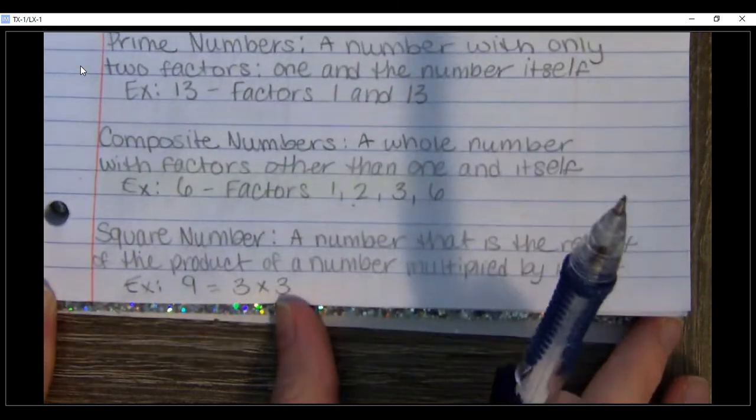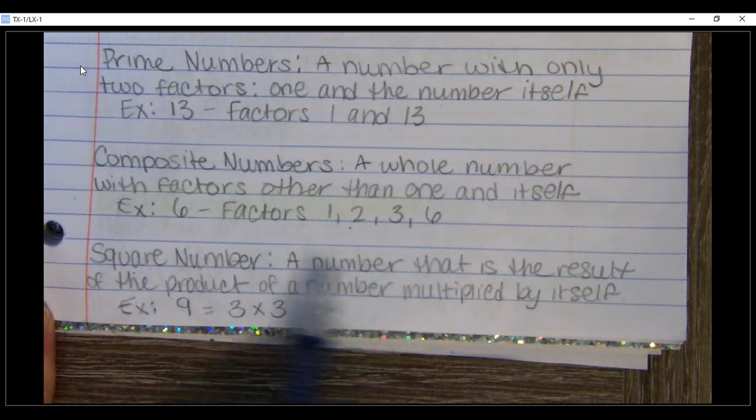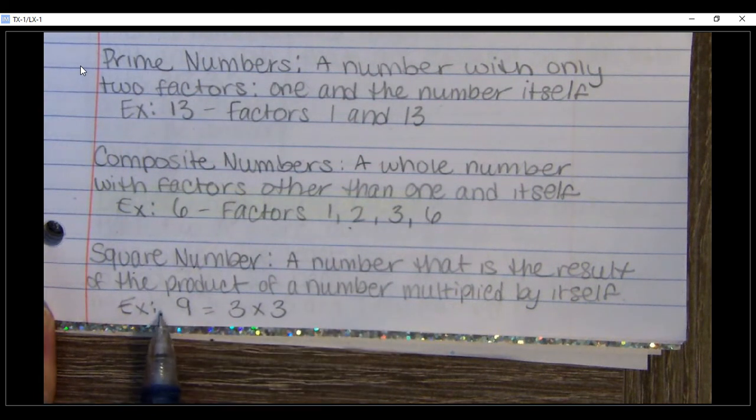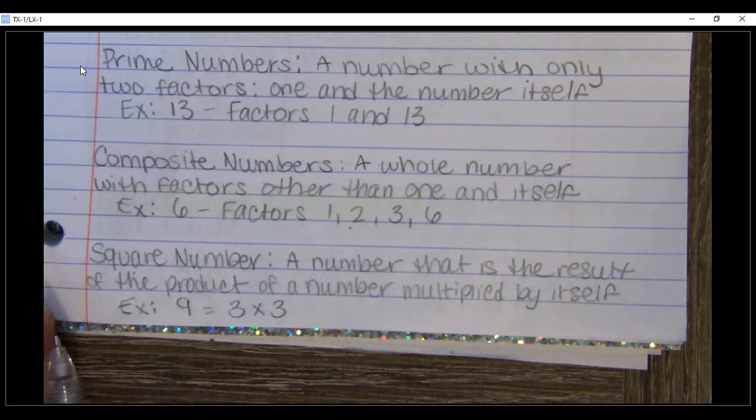Awesome. Let's keep going. A square number is a number that is the result of the product of a number multiplied by itself. So let's look at the example. 3 times 3 equals 9. So we took the 3 and multiplied it by itself to get 9. Another example of a square number is 2 times 2, or 4 times 4, 5 times 5. I'm sure you get the picture by now.